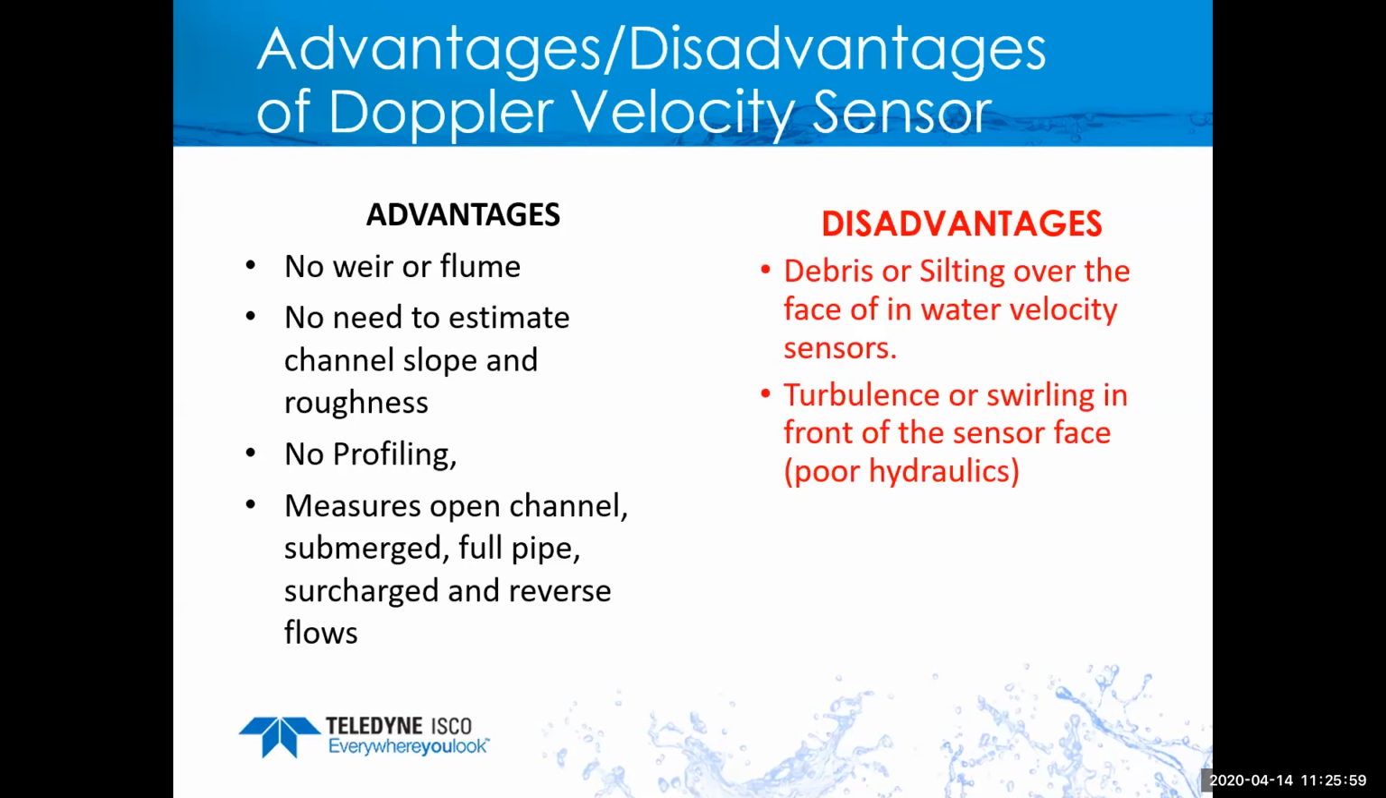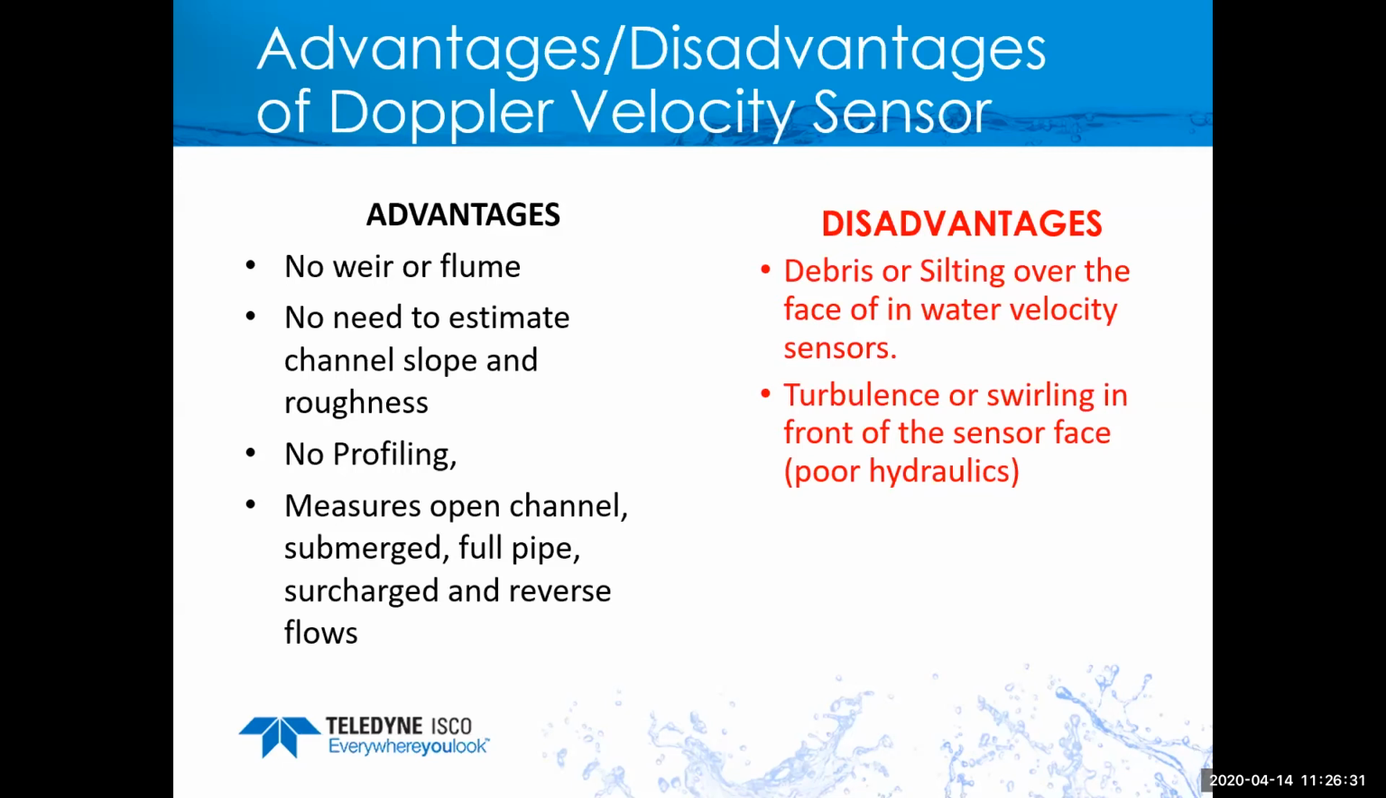However, there are a lot of people that prefer to profile their flow stream and come up with a coefficient based on their profiling. And with the area velocity sensor, the Doppler velocity sensor, you can use it in open channels, submerged pipes, even full pipes, surcharged and reverse flow. It's a very universal sensor that allows you to use it in a lot of different applications.